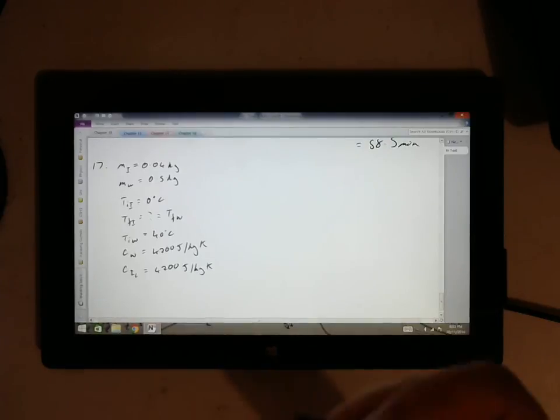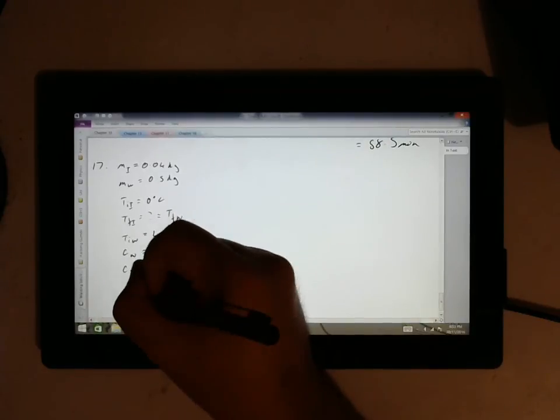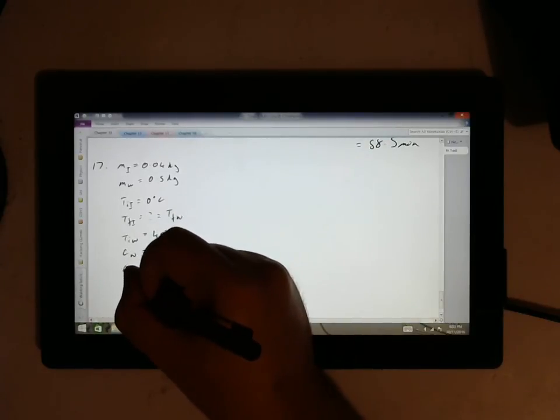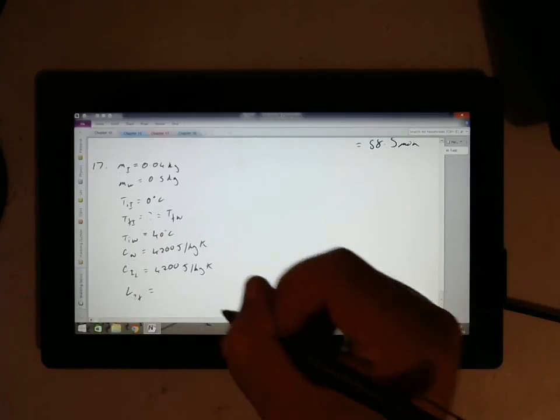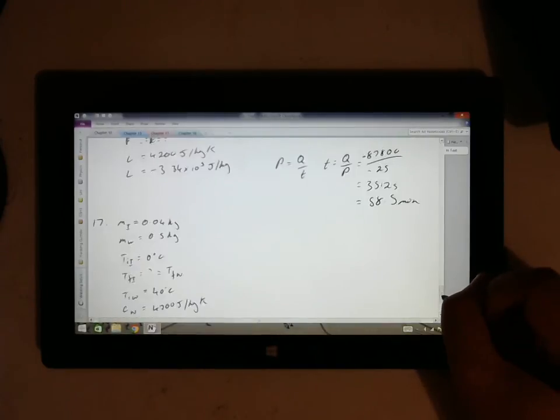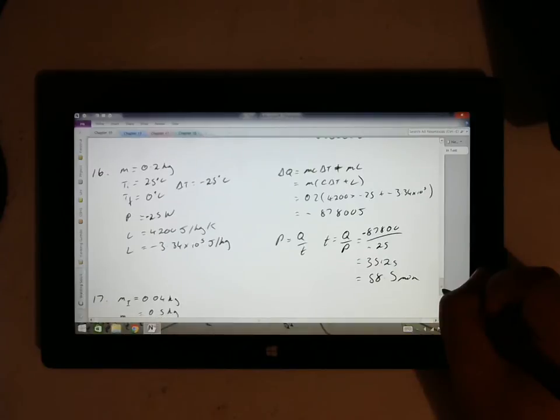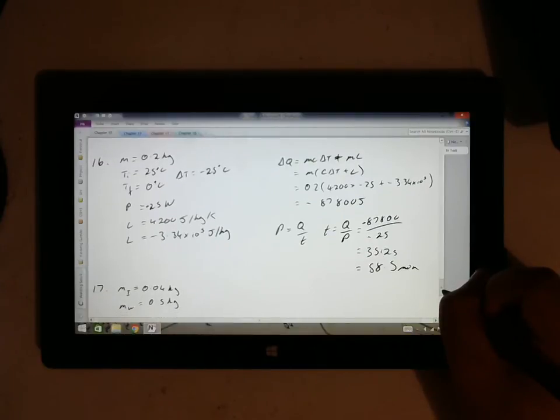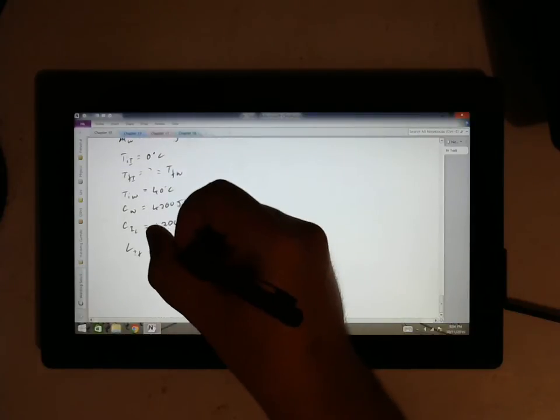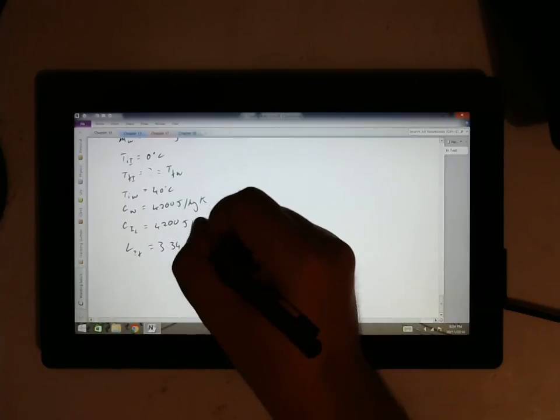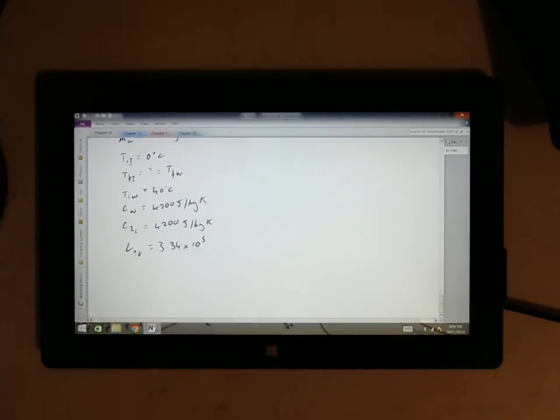And because we're dealing with a latent change, we need the latent heat of fusion for our ice, and that was 3.34 times 10 to the 5. And we'll see we might need a negative in front of that. I'll think about it in a second as we go through.